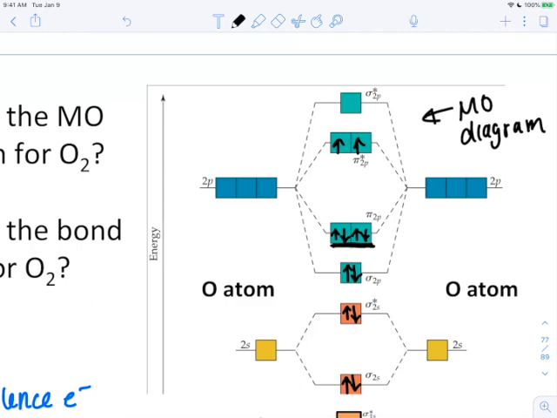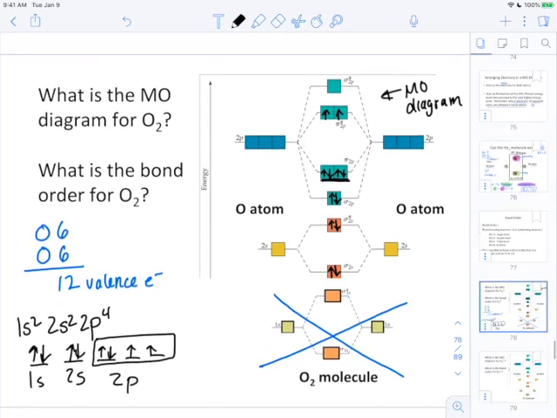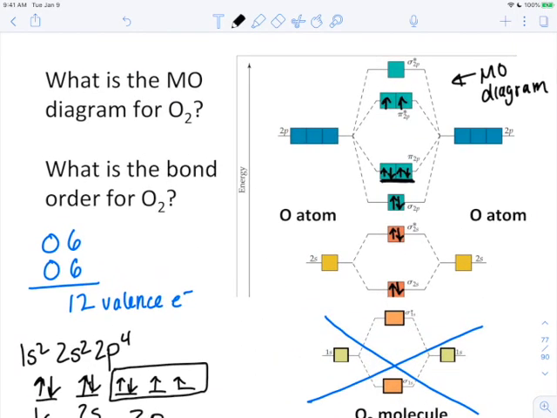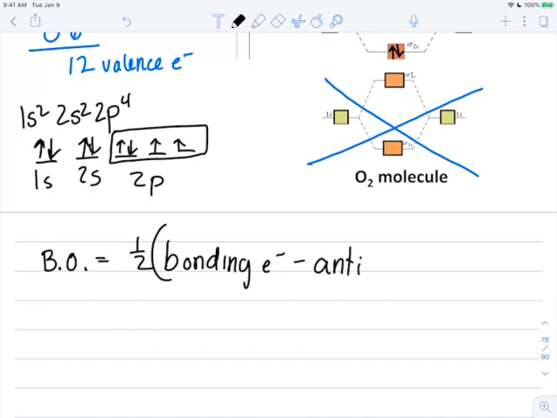All right, so questions about anything we've done so far? All right, so now let's do our bond order. All right, so we said bond order is 1/2 of the bonding electrons minus the anti-bonding electrons.